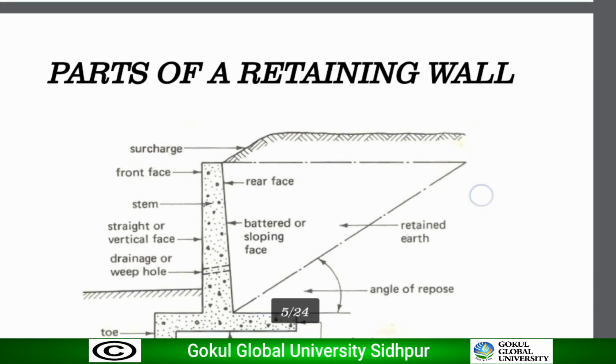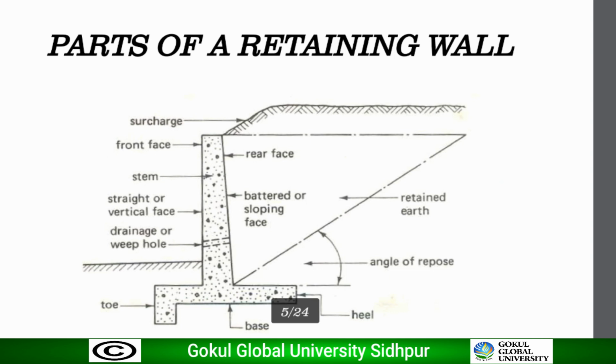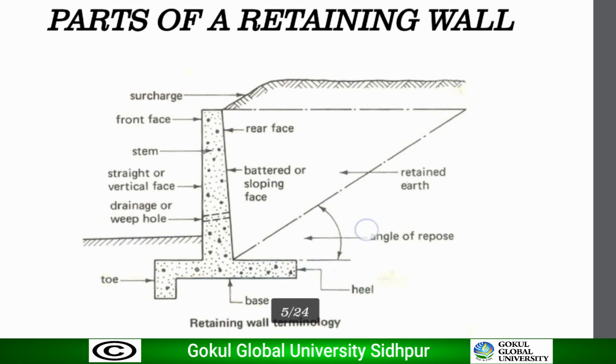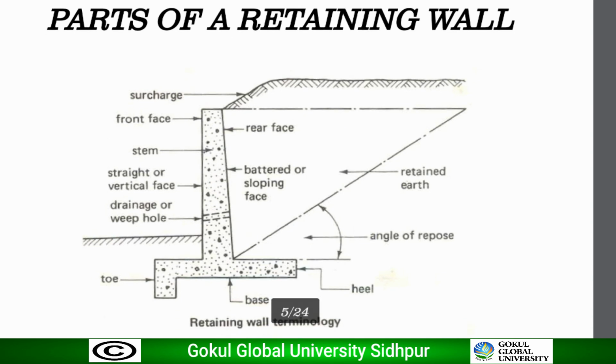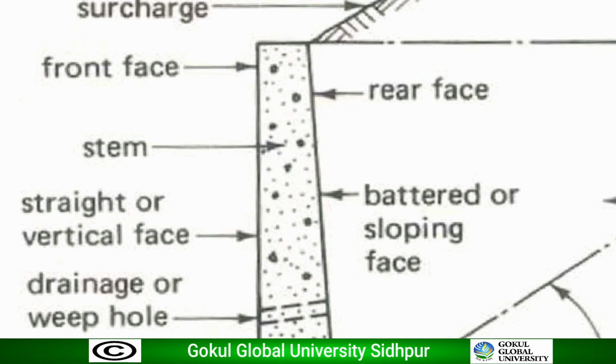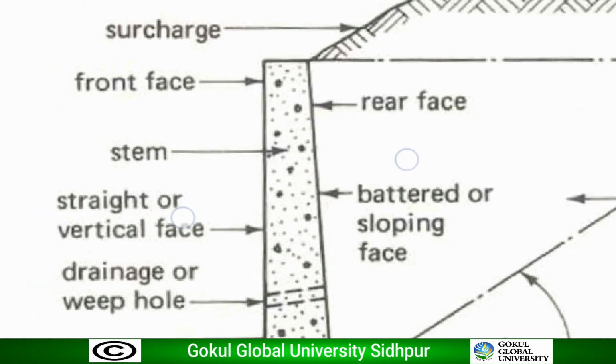Now we are discussing the parts of a retaining wall. The first one is surcharge. Surcharge is the load that acts on the retaining wall. These are the front side, stem. There are five main components of a retaining wall. First one is stem. Here the stem is shown.